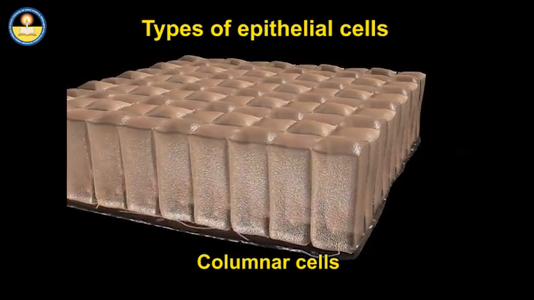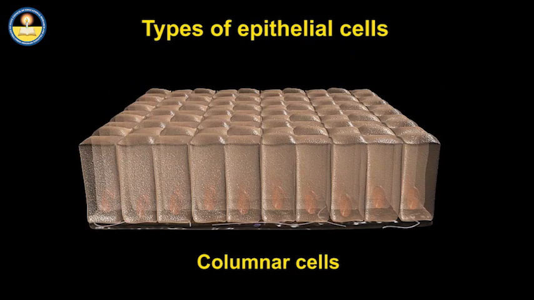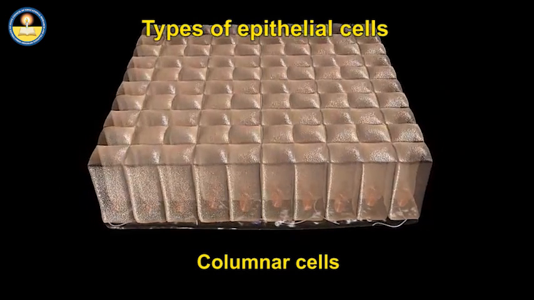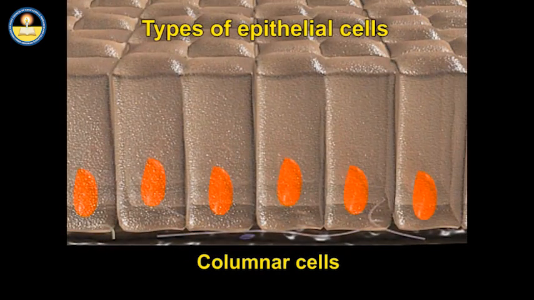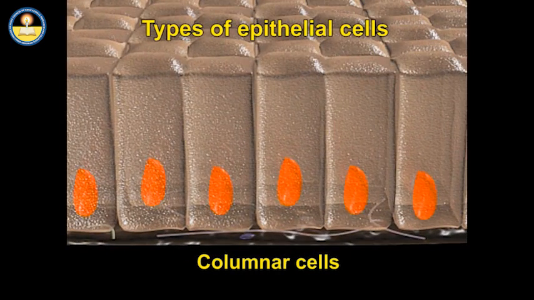The third shape is the column type, where the cells are taller than they are wide. These cells have an oval nucleus close to the base of the cell.